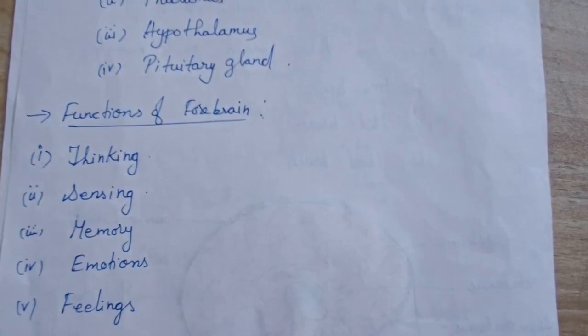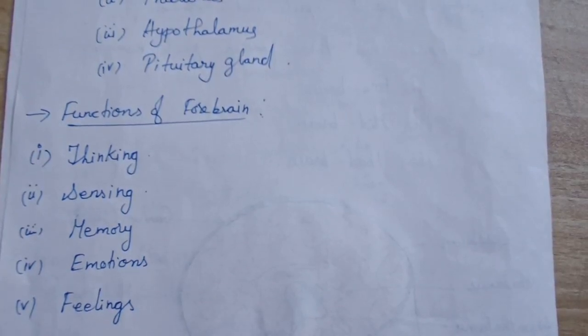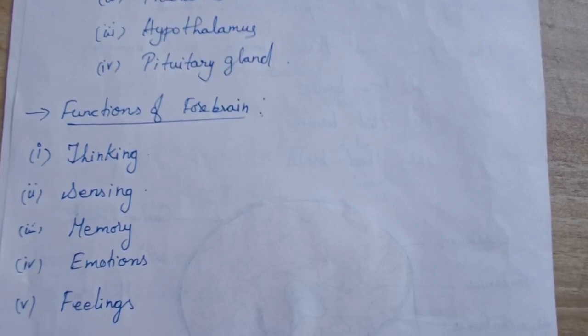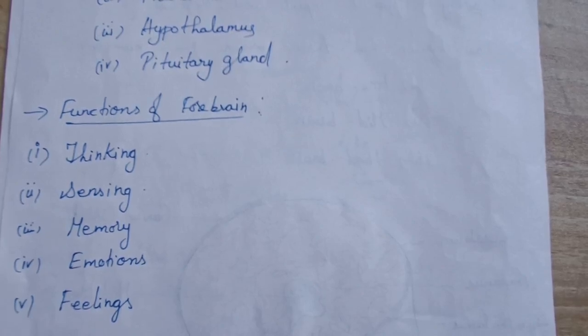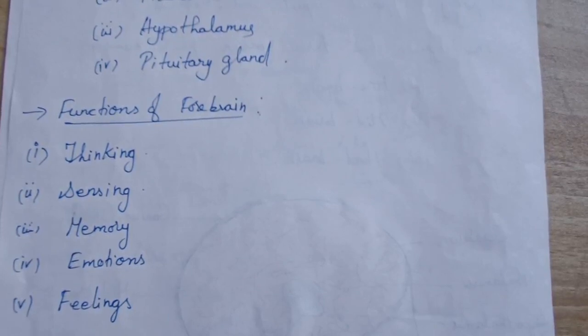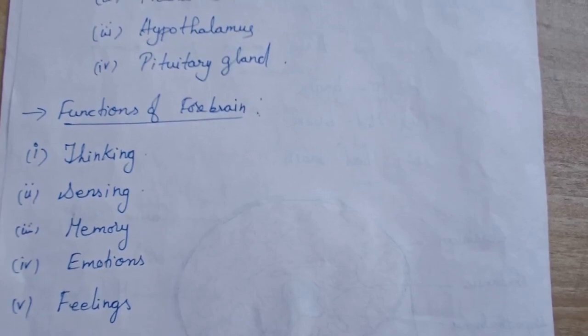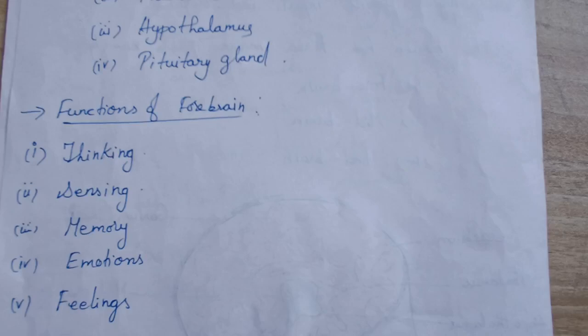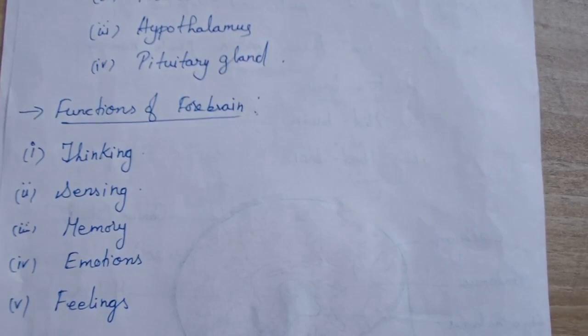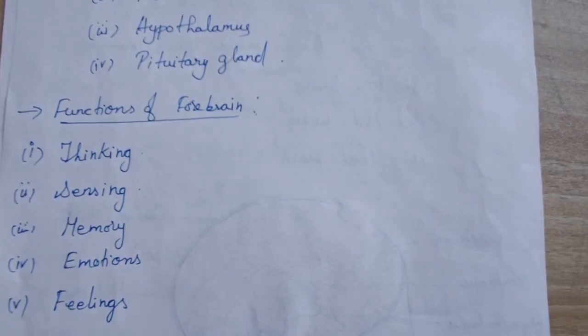If I see any of my school teachers, I'll remember them, right? So she is my science teacher, she is my social teacher, like that. How do I remember that? From the forebrain only. Memory, all the memory parts, are taken care of by the forebrain only. Emotions, happy, sad. If I see my close friend, I'll be very happy to see them. Or if any sad thing happens, I'll be sad. So all the emotions will be controlled by the forebrain.